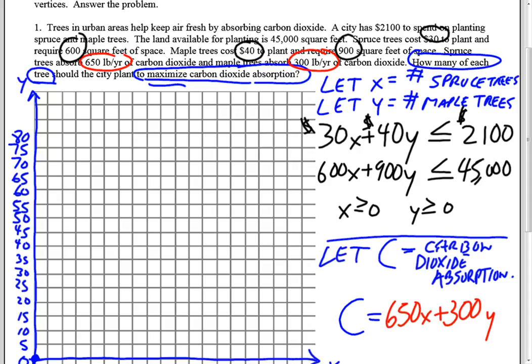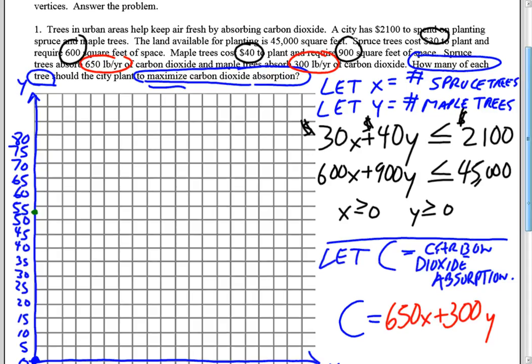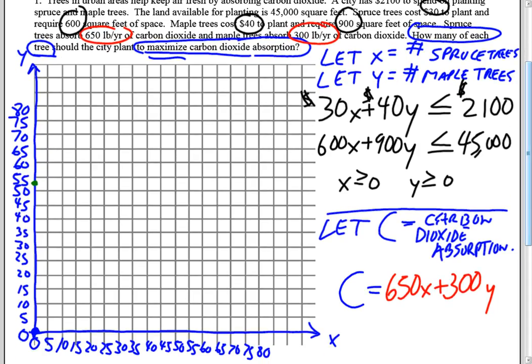We have 0 and 52.5, which would be right about halfway between 50 and 55. And 70 and 0. Because we're not computers, this is going to be less than accurate, but do the best that you can. Use your straight edge, big straight line.